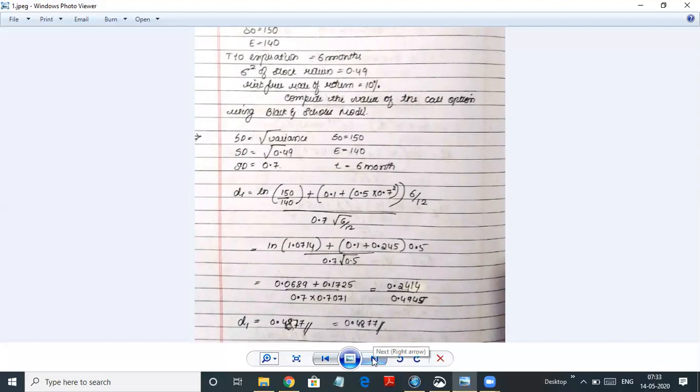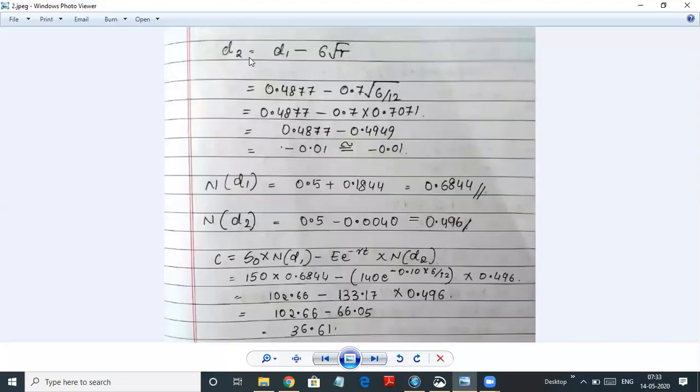Now let's find the value of D2. The shortcut formula I'm using: D2 is equal to D1 minus standard deviation into root T. D1 0.4877 minus standard deviation given is 0.7 into square root of time, that is 6 by 12. So if you solve it, you get D2 value as minus 0.01.